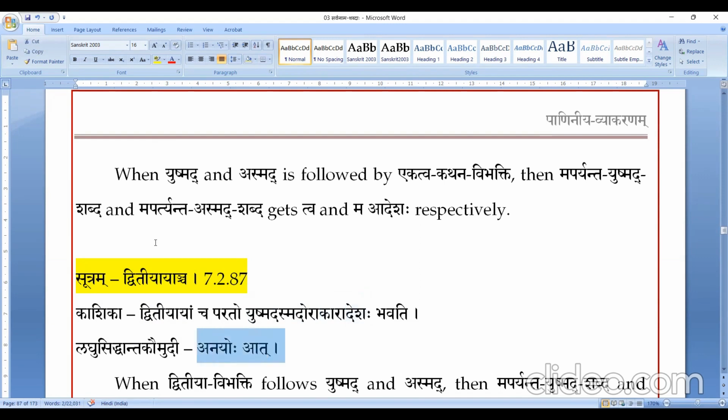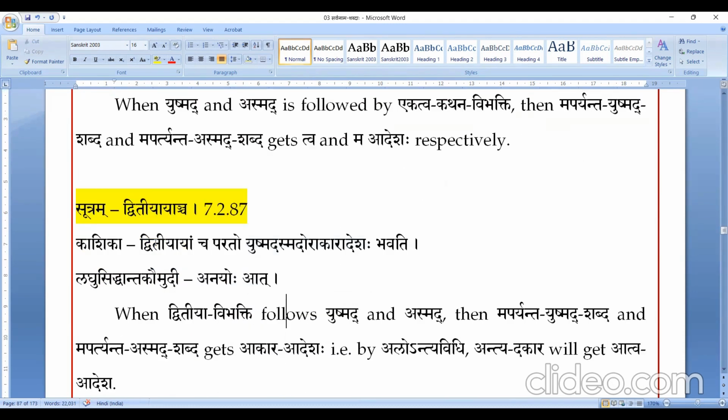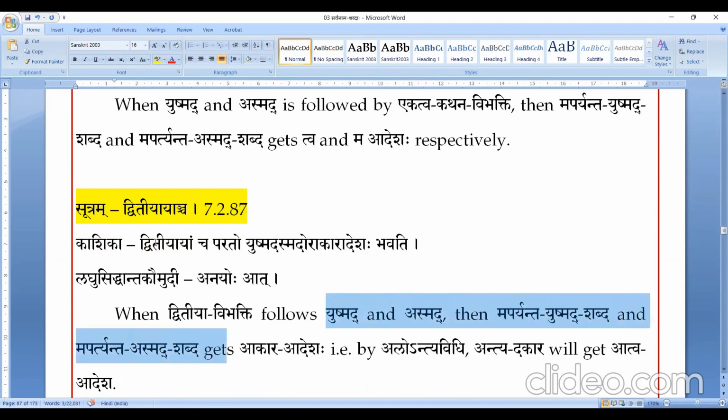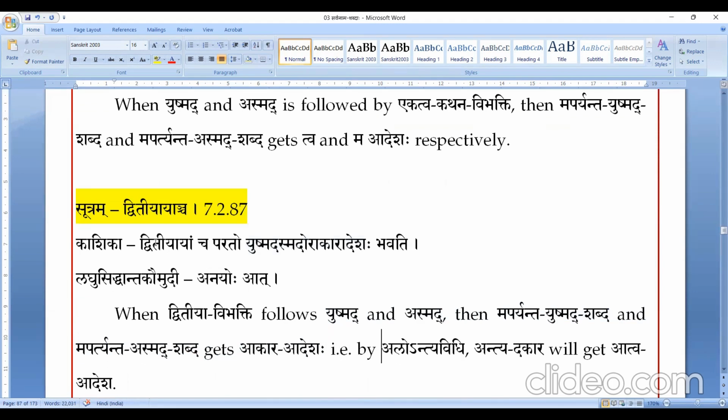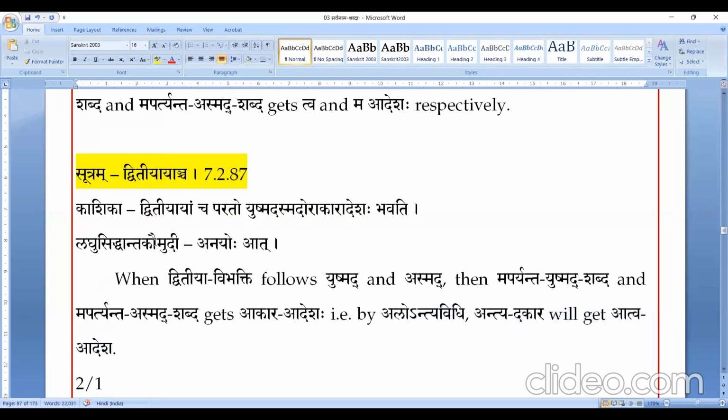Anayoh, that is when for dvitiya vibhakti also, for dvitiya vibhakti pratyaya follows, yushmad and asmad will be replaced by ma paryanta and akara adesha. By alontyasya vidhi, we apply this akara adesha in the place of dakara of ad, which is left out of yushmad and asmad. Dakara sthane akara adesha. So this is another place where you see akara adesha. So prathama vibhakti dvivachanam and dvitiya vibhakti, it's akara adesha.